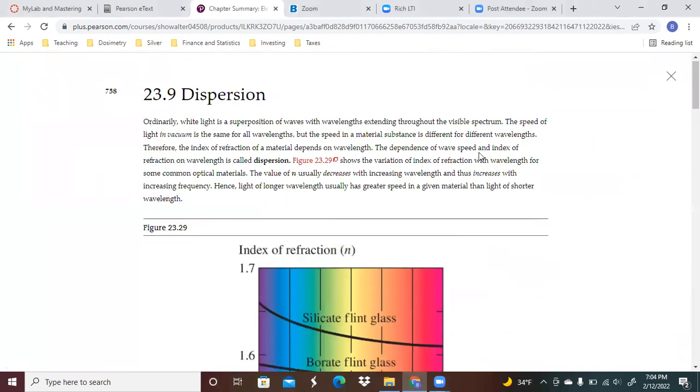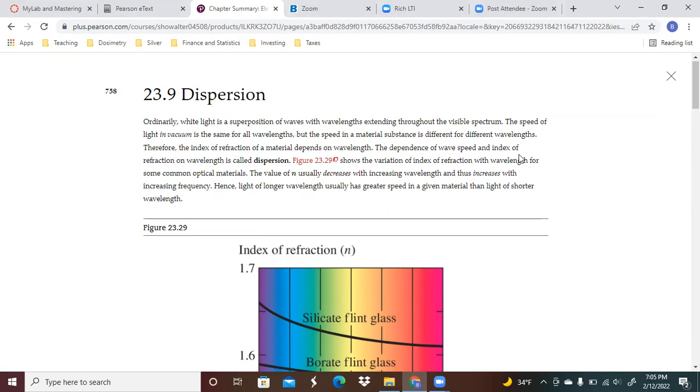So the dependence of wave speed and index of refraction on wavelength is called dispersion. And again, let's start back at the beginning. White light is a superposition of waves with wavelengths extending throughout the visible spectrum. In other words, it's a mix, a grab bag. The speed of light in vacuum is the same for all wavelengths, so they're all moving at the same speed. But once you take away the vacuum and put it in a material, the speed is different for the different wavelengths. Therefore, the index of refraction of a material depends on the wavelength.